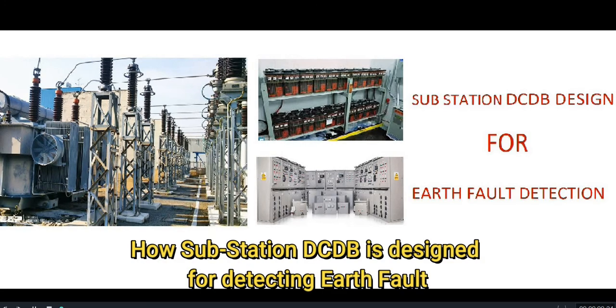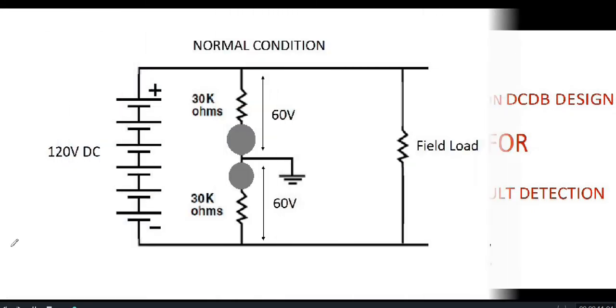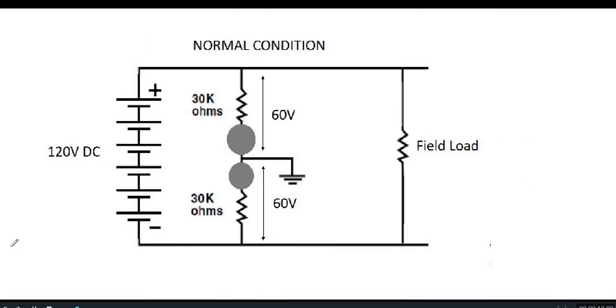Hi friends, today I am going to talk about how a substation DC-DB, or DC distribution panel, is designed for detection of arc fault on the DC system. If we talk about the schematic diagram of the substation DC system in normal condition, how will it look? In normal condition, the substation DC system will look like this, as shown in this diagram.